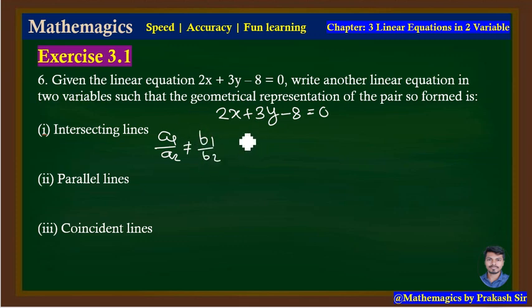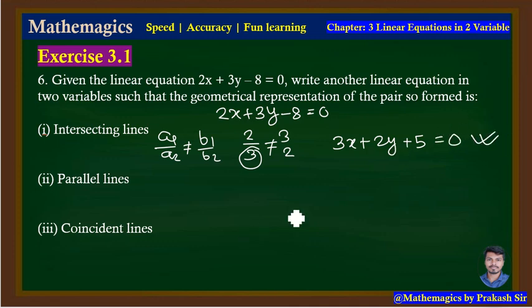So another equation we can take, suppose I am taking a2 as 3 and b2 I am taking 2. So 2 by 3 is not equal to 3 by 2. So we can form another equation by taking 3x plus 2y, and any other constant we can take, suppose I'm taking 5, is equal to 0. So dear friends, we can prepare infinite numbers of second equations with the help of the first equation to form intersecting lines, because infinite lines are intersecting.